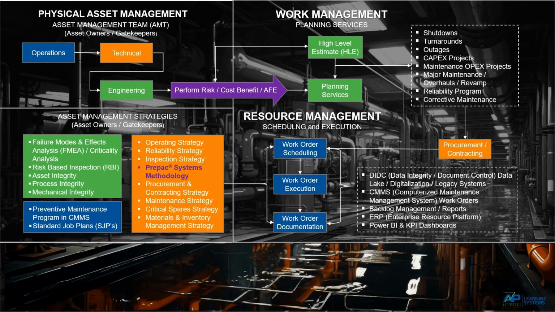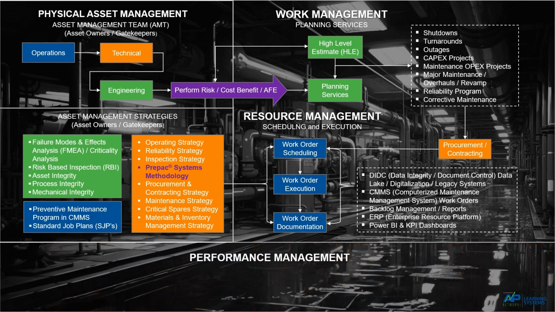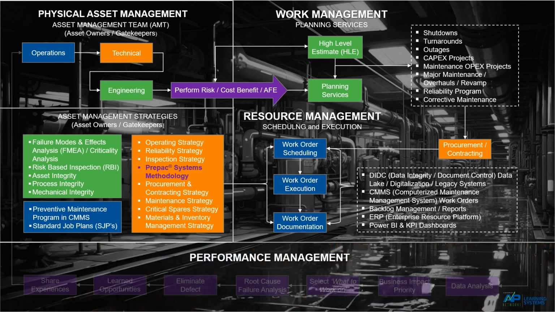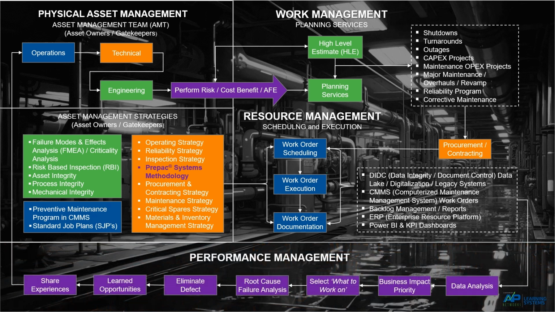The final element of RAMP is performance management. This is where data and information are used to continually improve physical asset performance, planning accuracy, and budget versus cost. This data, known also as lessons learned, can then be used by the AMT to improve asset management strategies, shutdown, turnaround, outage predictability, and competitiveness, and by planning services to improve planning, scheduling, and controls.